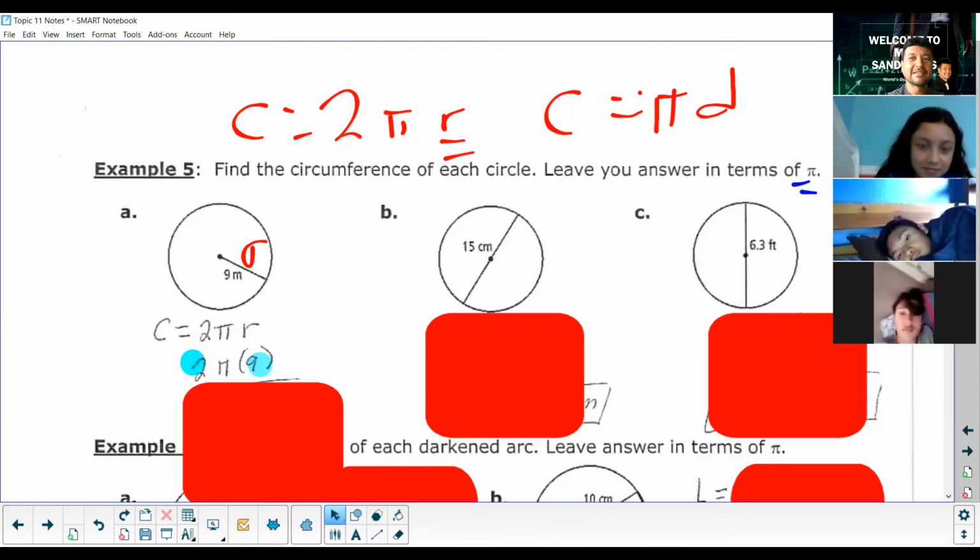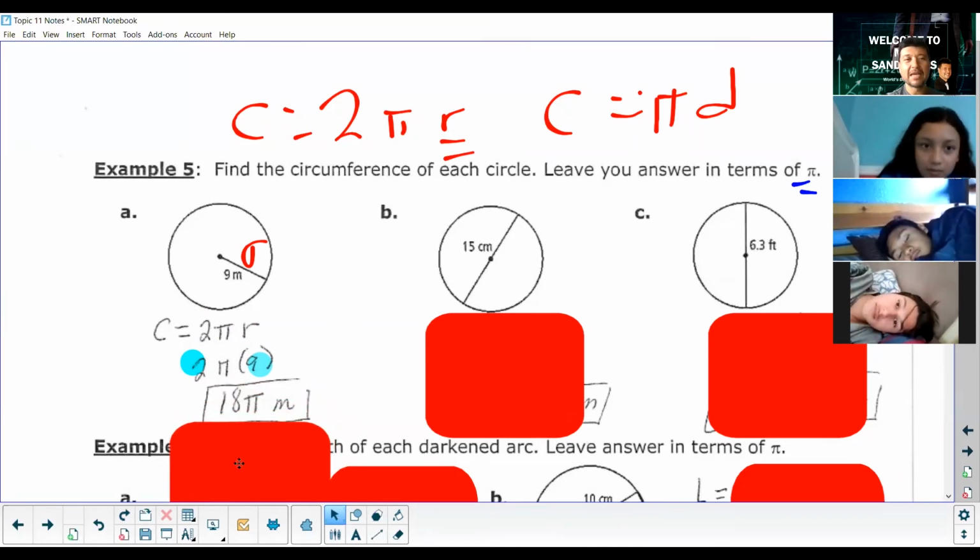So that's that. My computer. Oh, your computer's freezing? All right, Marcus, help her out. What's 2 times 9? 18. 18. So guess what the solution is going to look like? 18 pi. Yeah, 18 pi. And they put an M because it's still meters.